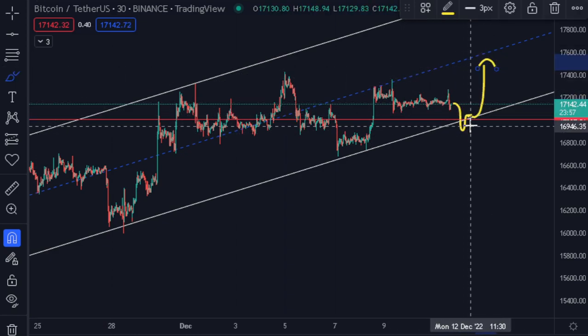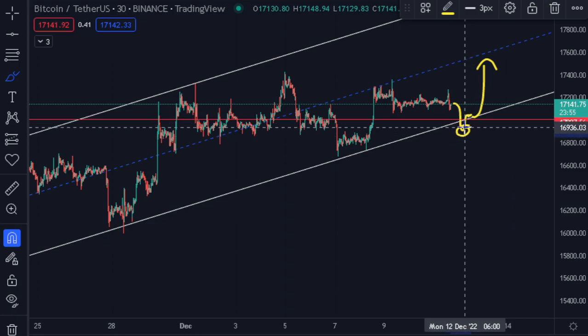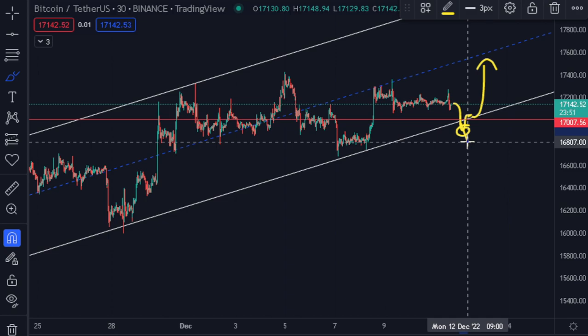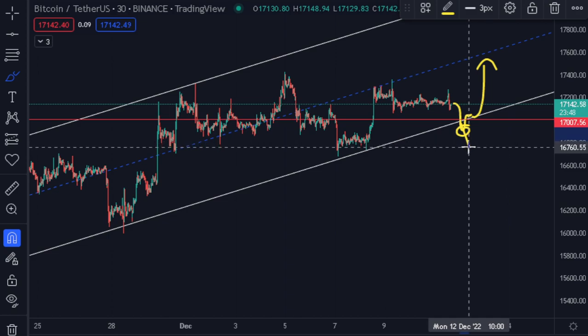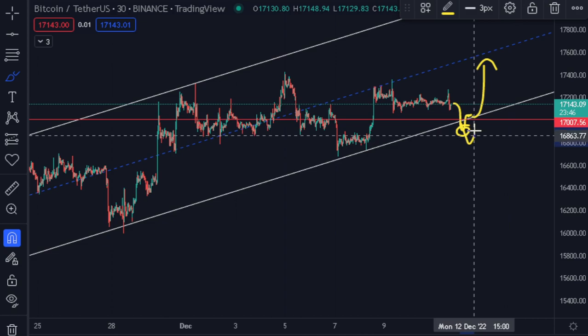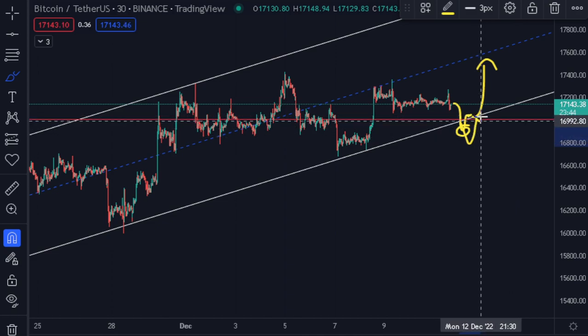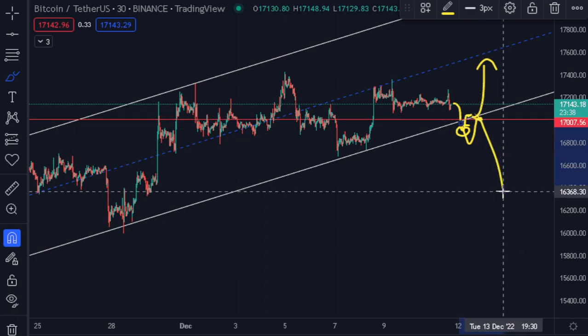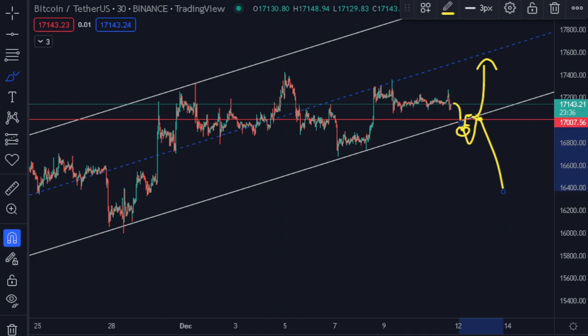Don't do any blind longs at this area, because we could dump, go down to 16,800, 700, like I said, 760. If you want to long, you have resistance here, so you need to take profits here, because if it gets rejected, then we're going to be looking for lower targets. Okay, that's a quick setup for you guys to look for.